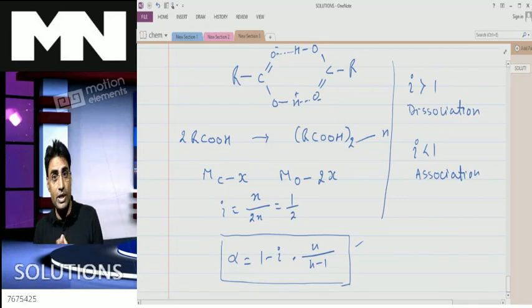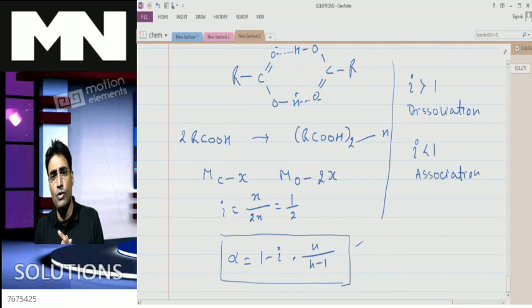There's an example given in NCERT also: 1 gram of a solute, benzoic acid, when dissolved in 20 grams of benzene, shows a depression in freezing point of say 1.3 Kelvin. The Kf for benzene is say 4.9. Any value, I'm giving these values randomly. What is the value of Van 't Hoff factor? Now, we know that the depression in freezing point of 1.3 Kelvin is the observed colligative property.